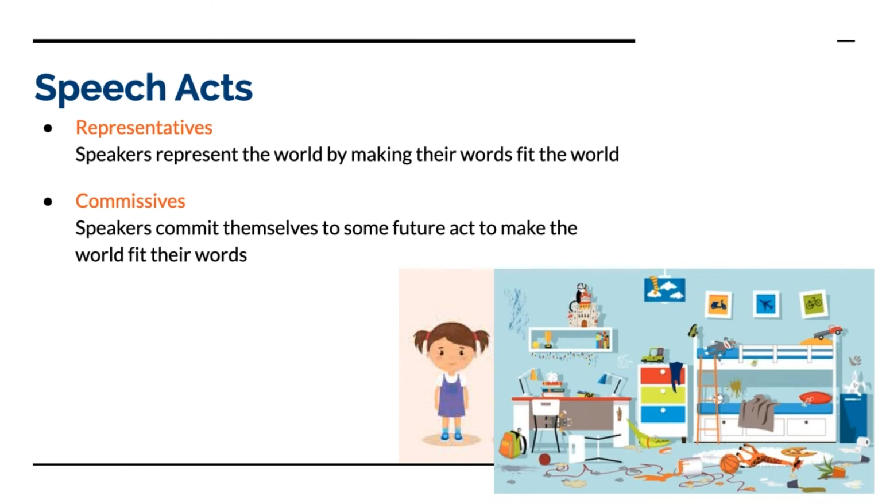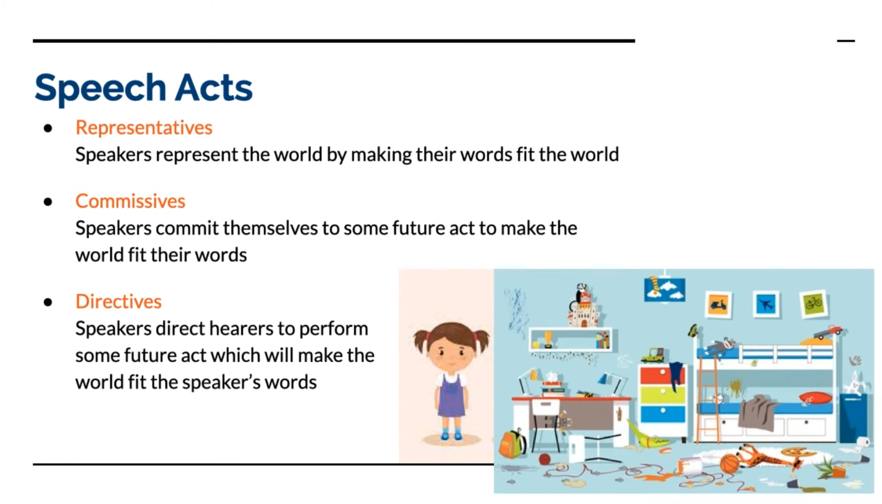Now, a similar yet different kind of speech act is known as a directive, in which the speaker directs hearers to perform some future act, which will make the world fit the speaker's words. So in a sense, directives are similar to commissives, but commissives commit the speaker to changing the situation, to creating a new situation in the world that will match the words. In a directive, the speaker utters words, but then is directing the listener, the hearer, to do some future action to make the world match the words.